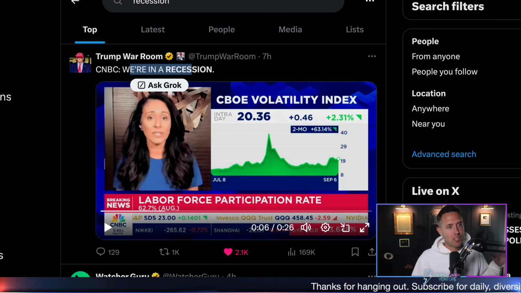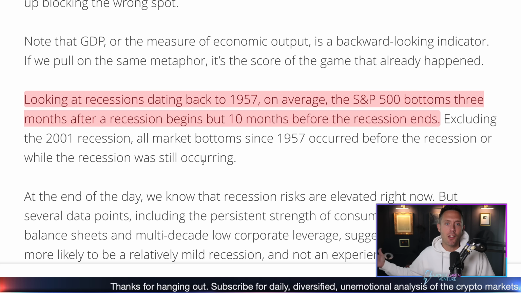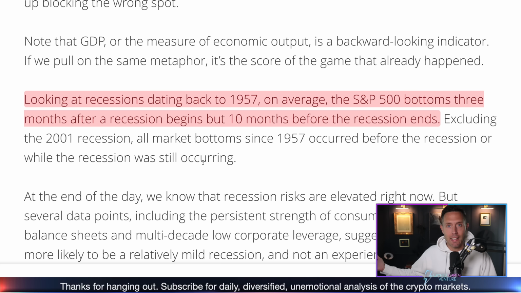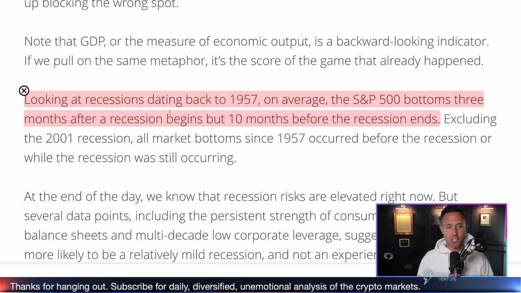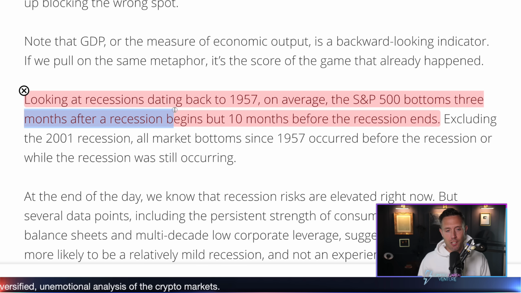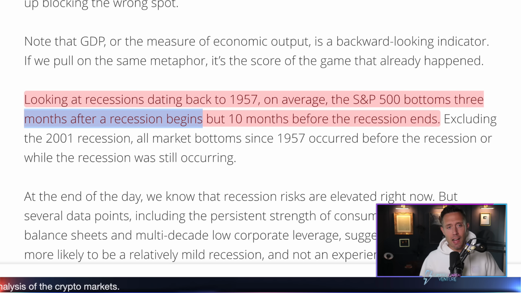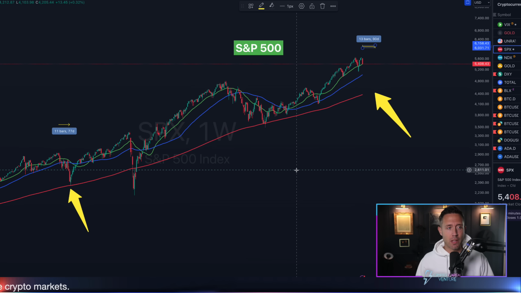So if that's the case, we need to take recession data, historical recession data, not my opinion or anybody's opinion, but just what happened, and we have to put it on the charts. I don't see any other way to navigate. And even that's not a guarantee. But at recessions dating back to 1957, the S&P 500 on average bottoms 3 months after a recession begins. This is so important to me because obviously, look at the S&P 500 weekly chart.